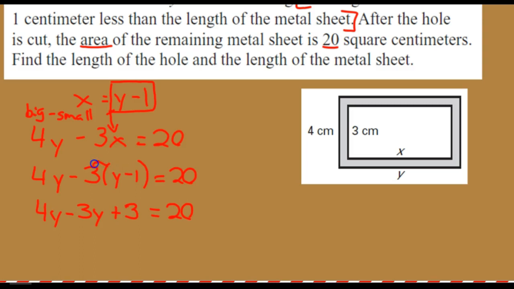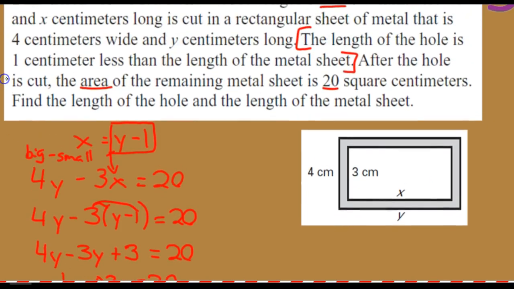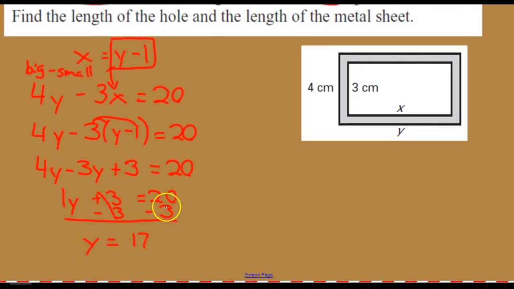If we distribute this, 4y minus 3y is 1y. And I'm going to subtract 3, which tells me that my y equals 17. Now, the y equals 17, that is the area of our bigger one, our original one. So y equals 17 is the big one.